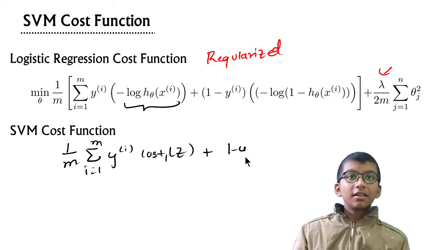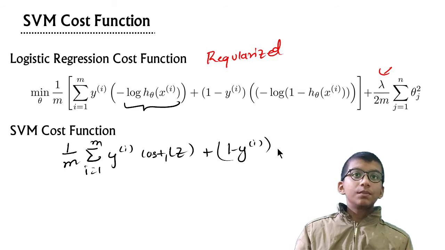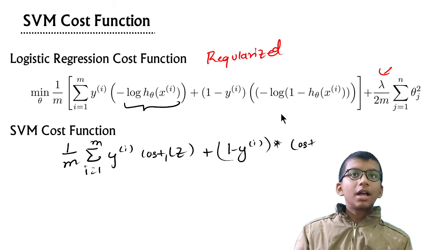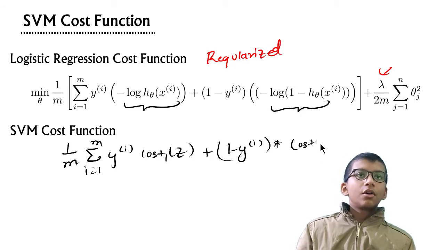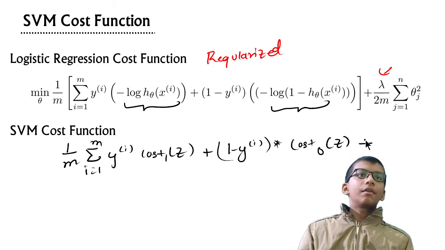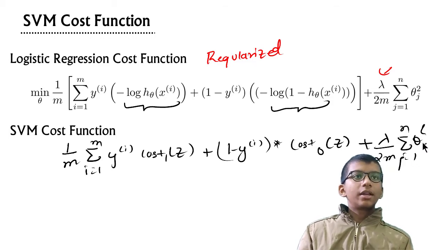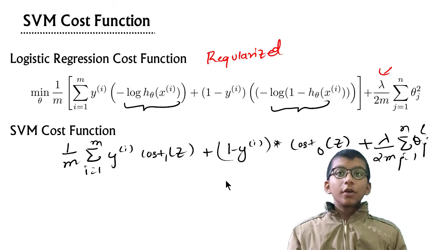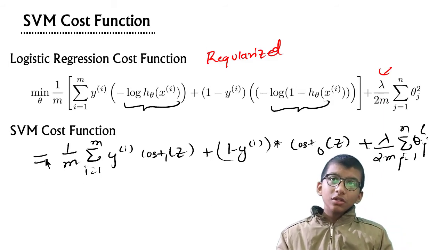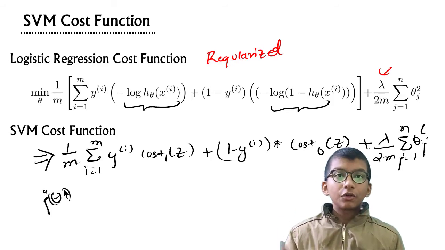And again the same thing, we only have to change when y equals 1 and when y equals 0, times the cost for y equals 0, cost subscript 0 of z. And at last we can add our regularization parameter, which is 1 upon 2m, the sum from j equals 1 to n of theta j squared. This is the equation for J of theta for our support vector machine.